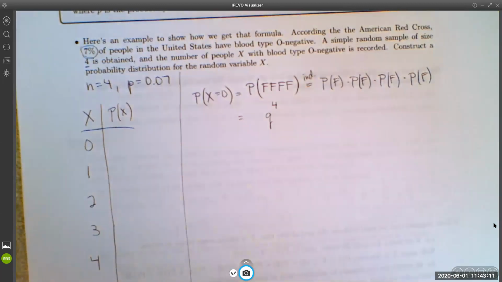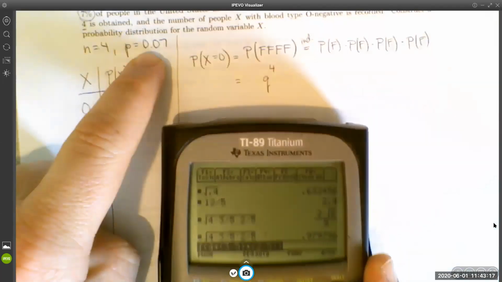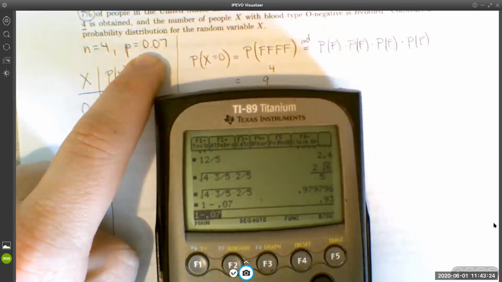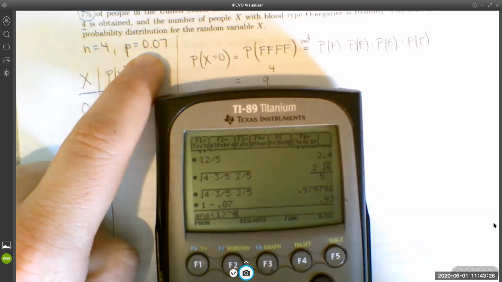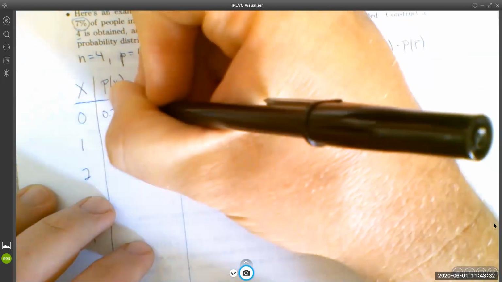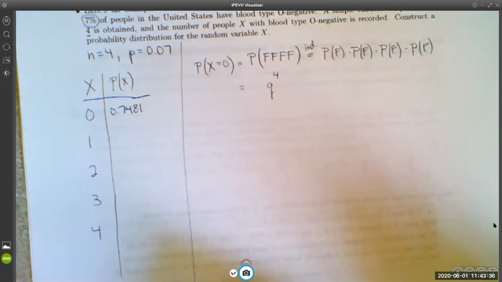Now I can get an actual number for that if I'm interested, right? I know that if the probability of success is 0.07, then the probability of failure is 1 minus 0.07, which is 0.93, right? And then 0.93 to the 4th power is approximately 0.7481. So 0.7481 is the answer there.